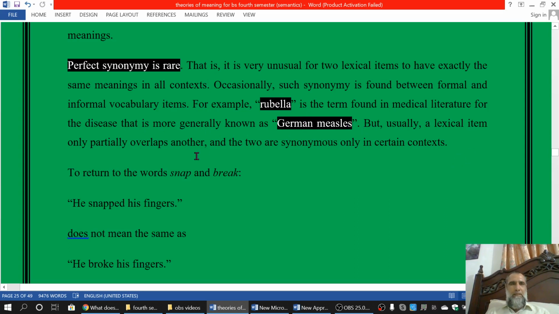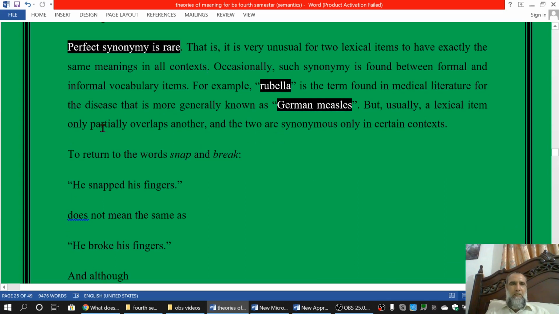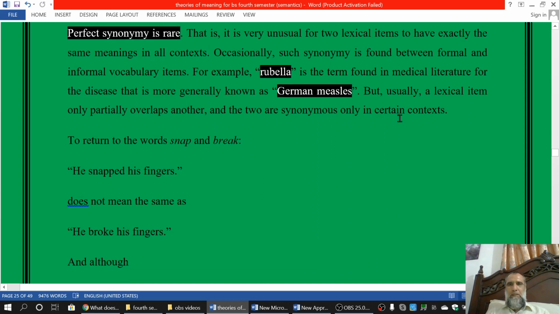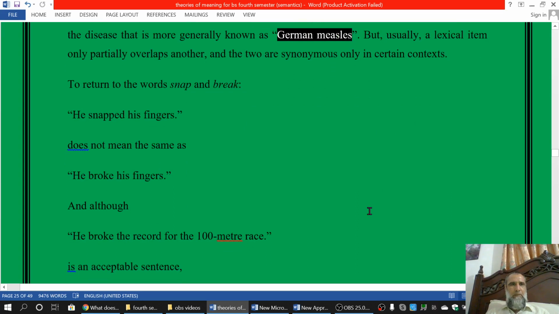But usually a lexical item only partially overlaps another. لیکن اکثر جو synonymous word ہے یہ کچھ overlap ہوتا ہے, similar ہوتا ہے, and the two are synonymous only in certain contexts. بعض context میں synonymous ہوں گے, بعض میں نہیں ہوں گے. مثلاً اس میں یہ synonymous نہیں ہے.